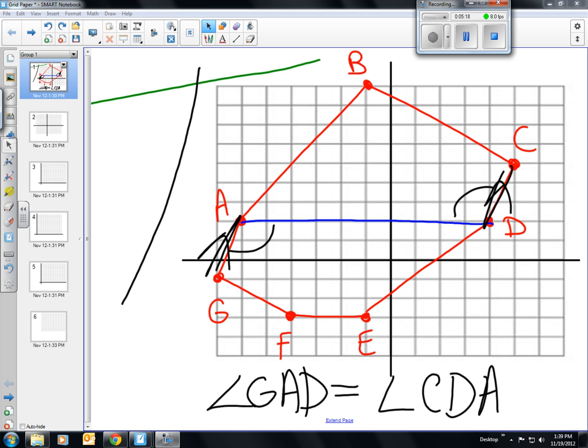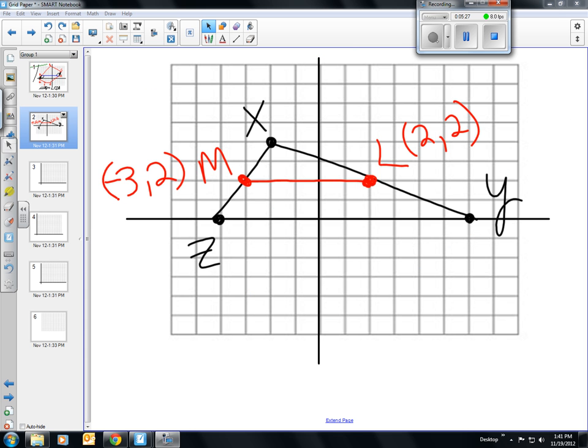So in each of the angles that we describe that are congruent, we know that they're congruent by the alternate interior angles theorem. Let's go ahead and take a look at number 6. In number 6 here, it says to draw the polygon, which is a triangle, then draw the points M and L, and I've given the coordinates of points M and L.